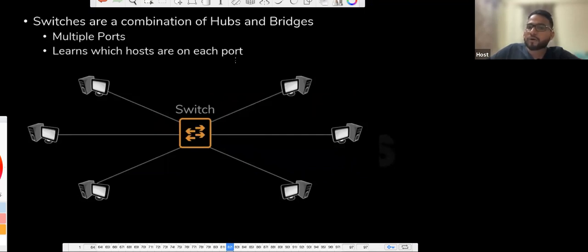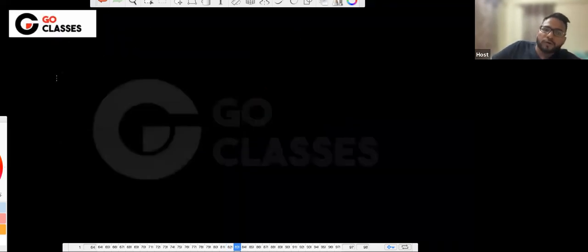It learns which hosts are on each port. So it also learns which host is on which port, just like a bridge. Bridges and switches are the same thing. So what is the difference between a bridge or switch and a hub or repeater? It is that it is not basically forwarding to every port. If some packet is coming from here, then it is not forwarding to every port, right? If it knows that this host resides here, it is just forwarding to one of the ports. So a switch forwards to one port only.